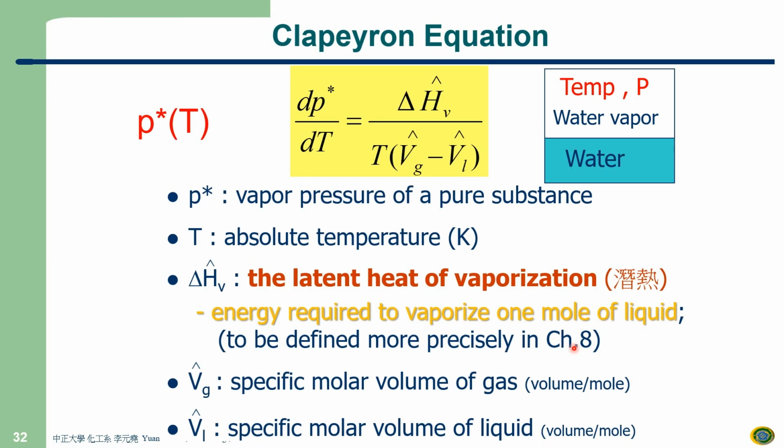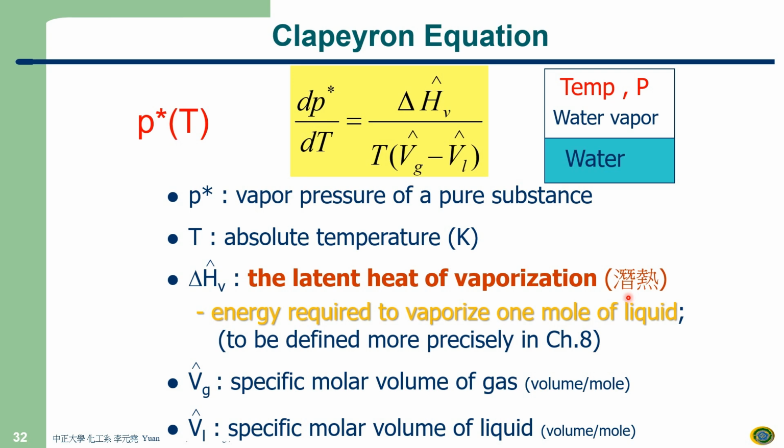Ladies and gentlemen, you don't need to remember this equation, but I want you to know what these symbols are. P star, I hope you remember, is called vapor pressure of a pure substance. T is temperature, of course, the absolute temperature. And delta H_V, V is what? Latent heat of vaporization.